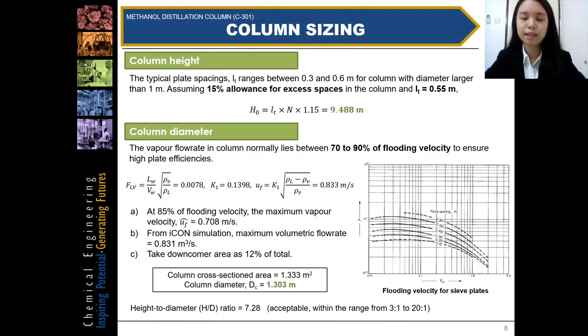Next, the column sizing. By taking the plate spacing to be 0.55 meter, the column height is determined to be 9.488 meter. For the column diameter estimation, by taking 85% of flooding velocity, the column diameter is estimated to be 1.303 meter, giving a height to diameter ratio of 7.28.